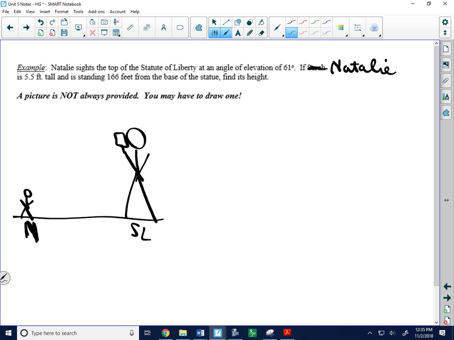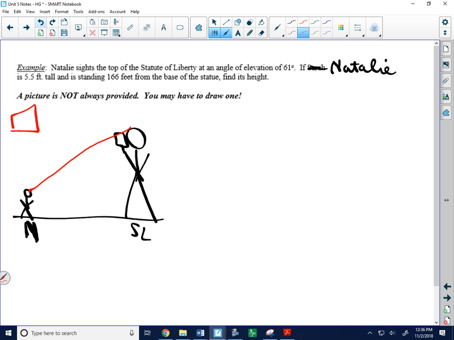Now notice here, she is looking up from her eye level. So do not draw the triangle from her feet up to there. You get close to the height if you did it this way, but it would definitely be a little bit off. The angle of elevation is directly from where she's looking up to the top. So really what we've formed so far is a trapezoid on its side.